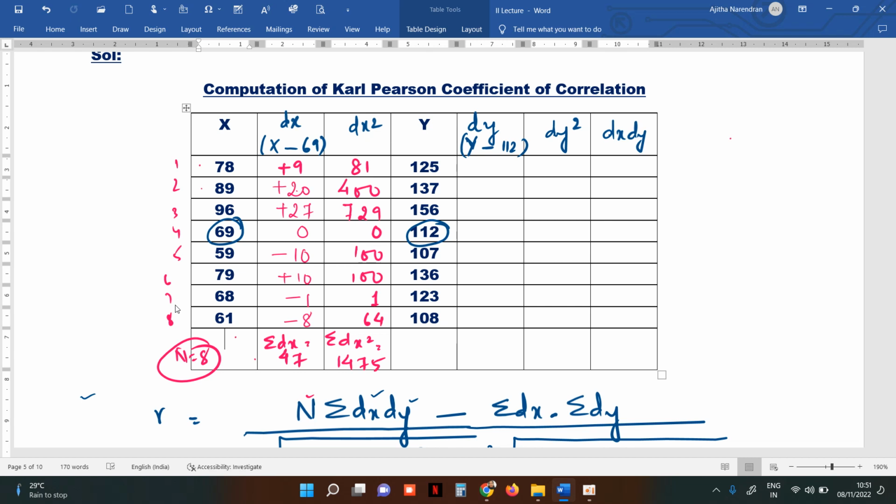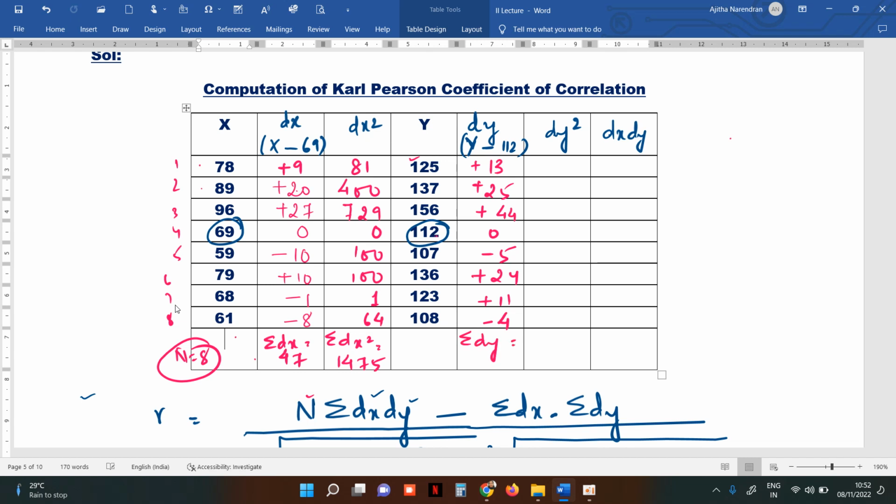Find out dy. 125 minus 112 is plus 13. And 137 is plus 25. 156 is also greater than 144. 112 is 0. This is minus 5. 136 is plus 24. 123 is plus 11. Plus values are bigger, you can see here. 108 minus 102, this is minus 4.